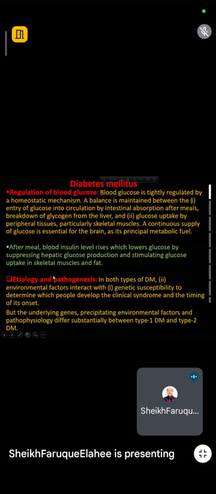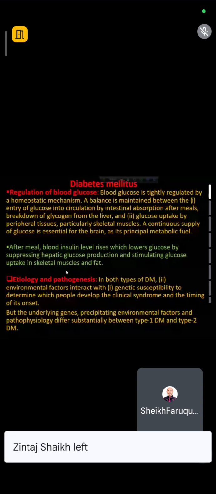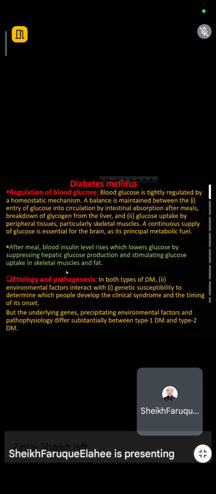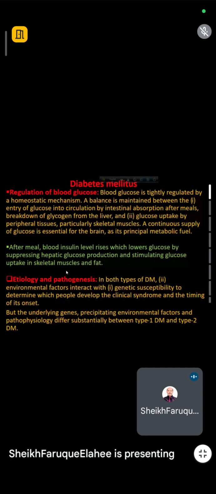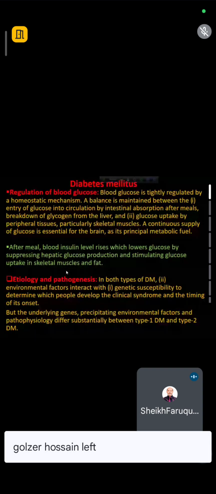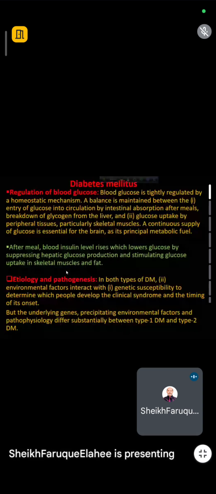Now let us come to the cause of diabetes. Why does diabetes occur? This is called etiology and pathogenesis: why and how diabetes is caused in our body. I told you that there are 4 types of diabetes. Now, in all types of diabetes, you can divide the cause into 2. One is called genetic susceptibility. Another is called environmental factors.